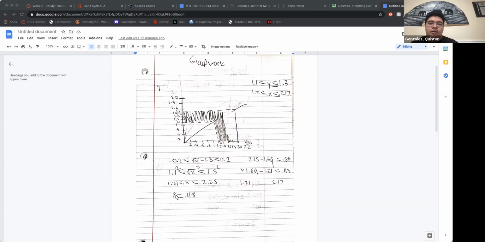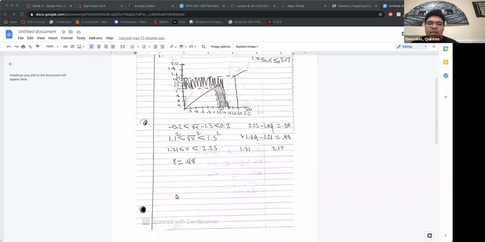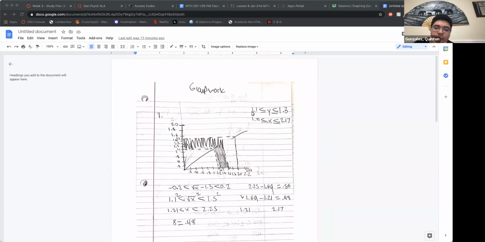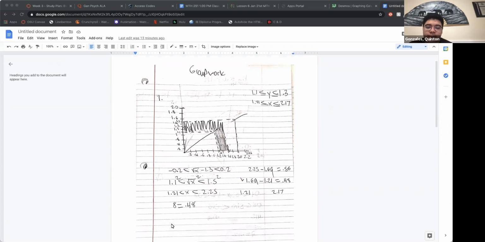delta. And then we got 1.1 is less than or equal to y, which is also less than or equal to 1.3. And 1.21 is less than or equal to x, which is also less than or equal to 2.17, which we got from the delta or range.